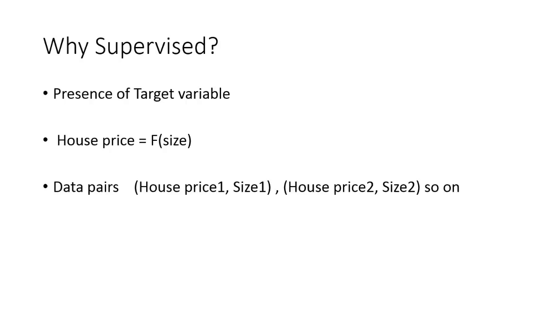So using the relation between our price and size of the house, it will learn, it will form some kind of a pattern. It will learn it by comparing the corresponding values of these two variables, and it can predict for a new instance or a new case wherein data is given for size, and it will predict the house price. Okay, so house price is a function of size. Given size, we can predict house price.